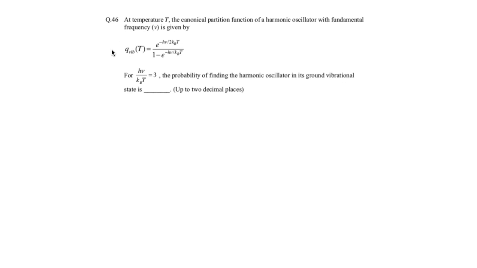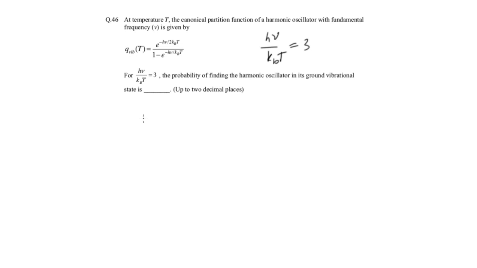So this question was again for 2 marks, and it was a pretty easy question. It says that at temperature T, the canonical partition function of a harmonic oscillator with fundamental frequency nu is given by this, that is Q vibrational, at that particular temperature, e to the power minus h nu by 2 kBT divided by 1 minus e to the power minus h nu by kBT, okay, where h nu by kBT is equal to 3. So that's what is given to you in the question, right?